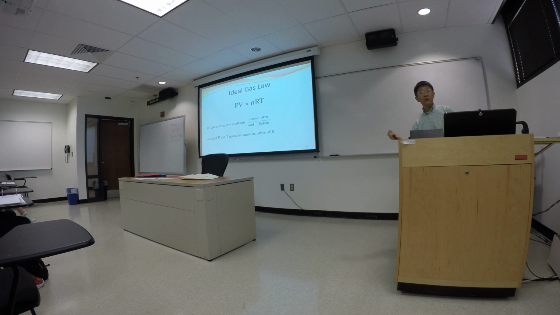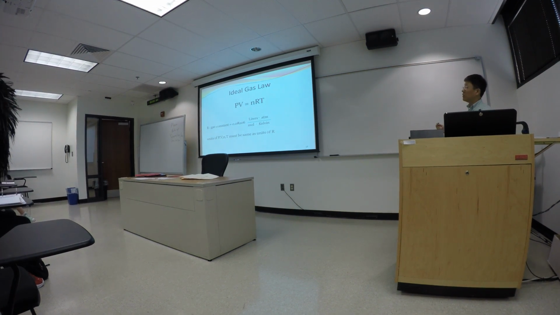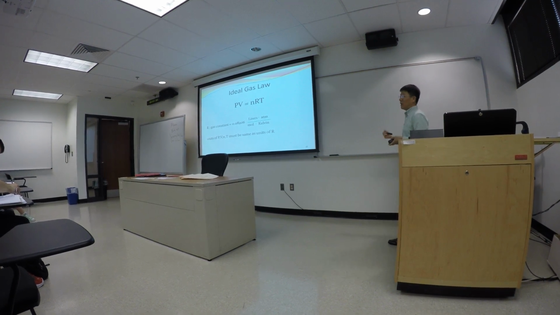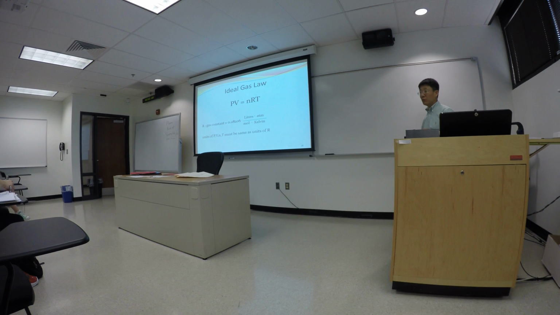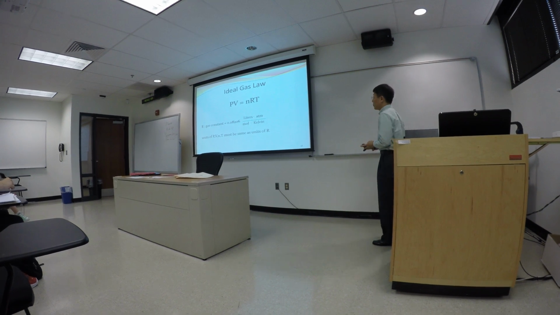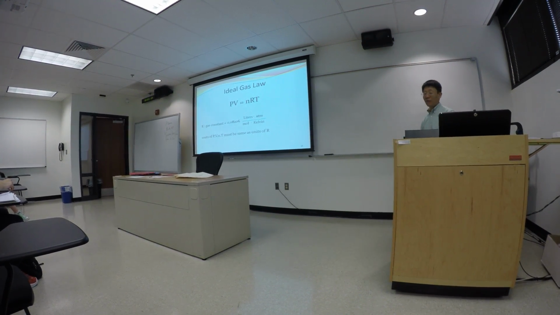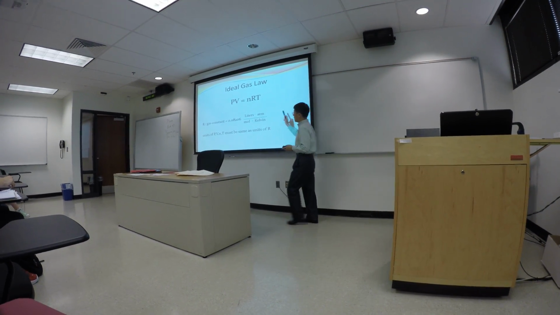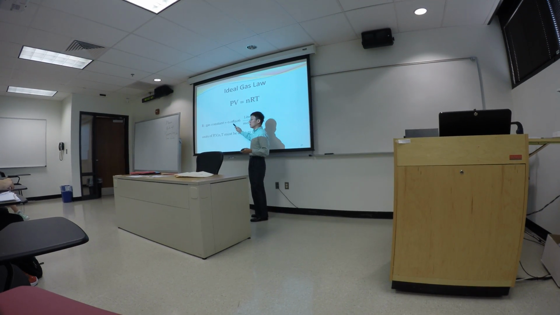PV equals nRT. P is the pressure, V is the volume, n is the number of moles, R is the gas constant. Now you don't have to memorize the value of the gas constant. But if you finish your homework and you've done repeated exercises with this number, by the time you finish your homework, you probably already have that number in your mind. Now this whole thing, the big chunk after this number, that's the unit for this number.